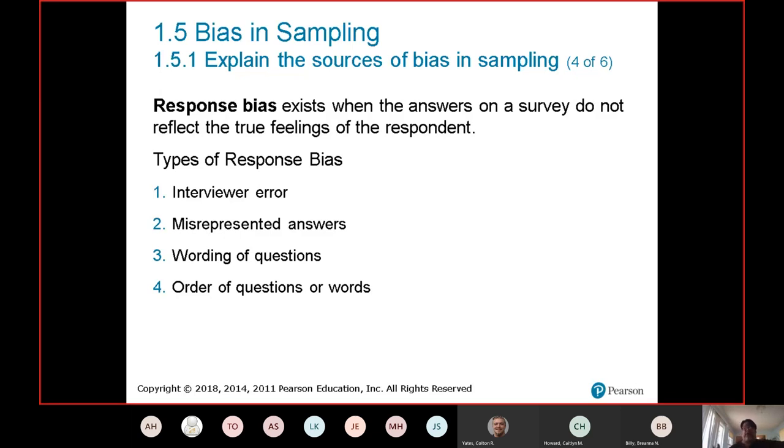Somebody said scientist a while ago. I think Mr. Sprouse, I think you said science. A scientist could be biased. I'm trying to think of one, but I can't think of one right now. But there are scientists that can be biased.